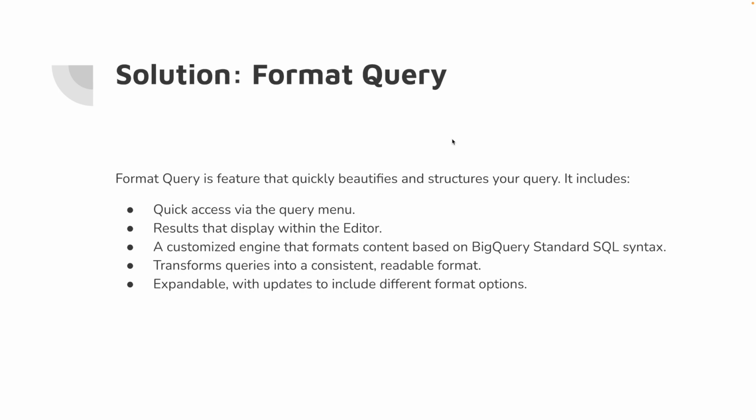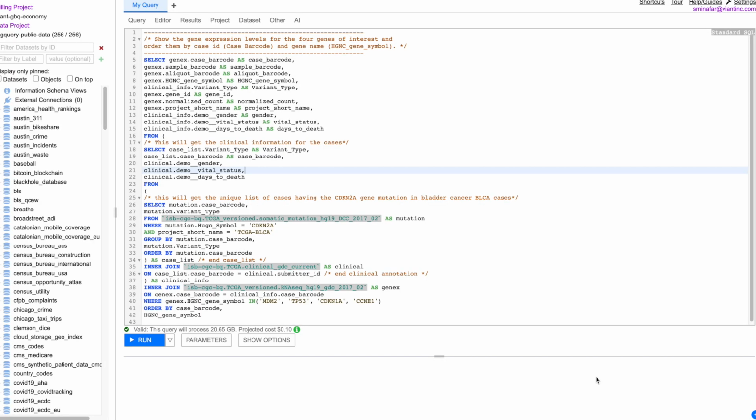It includes quick access to the menu, results that display within the editor, and a customized engine that formats content based on the BigQuery standard SQL syntax. It transforms queries into a consistent, readable format. It's expandable with updates to include different format options. Let's take a look at Format Query in Goliath.